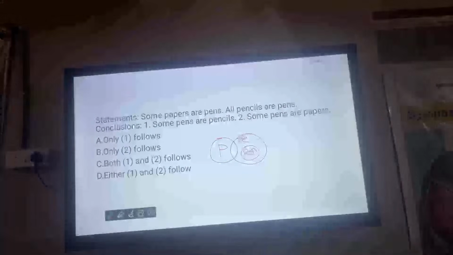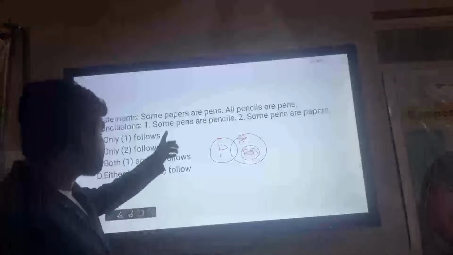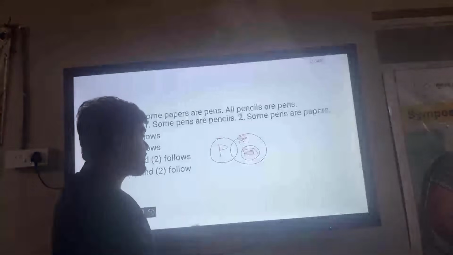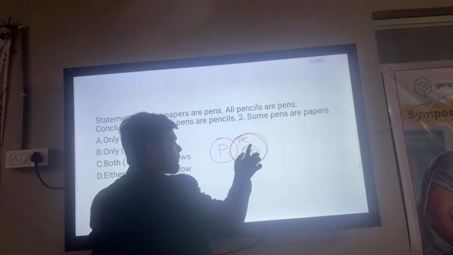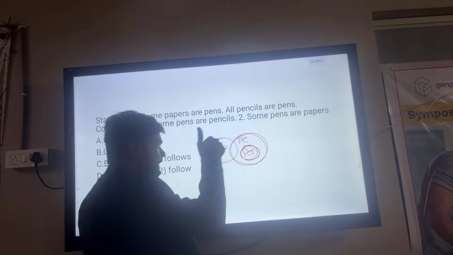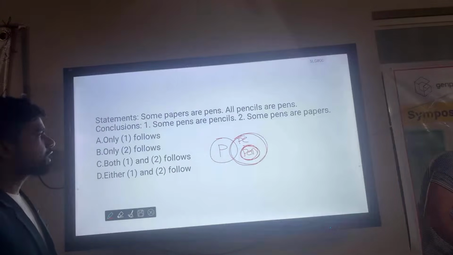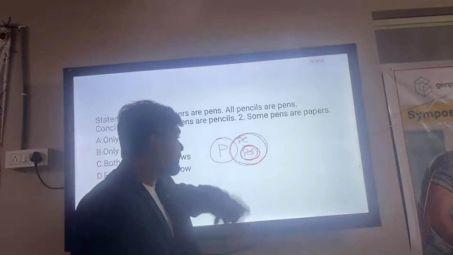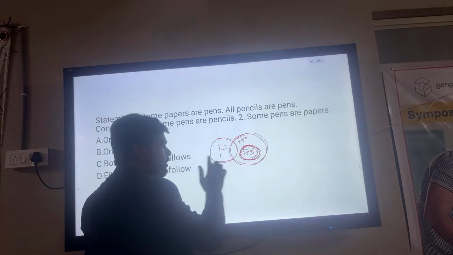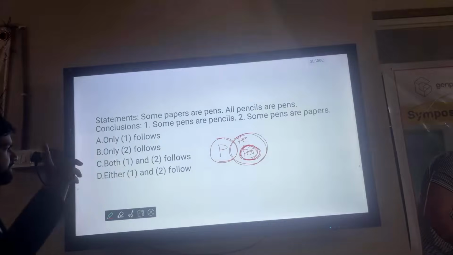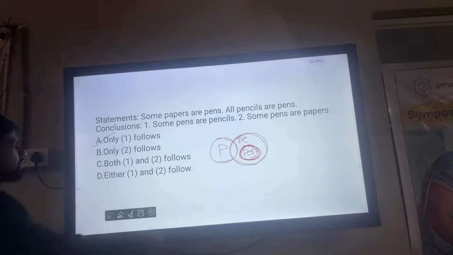And look at the conclusions. What is the first conclusion? Some pens are pencils. In this pencil circle, some portion is definitely pencils. Yes, the first one is correct. Second one: some pens are papers. Is there any relation between them? No. The second one is wrong. Only the first one is correct. Option: only one follows.